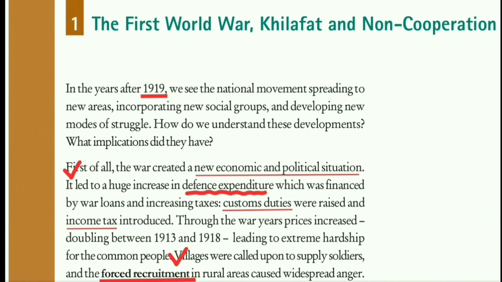And this war was being financed by war loans and increasing taxes. So how were they taking money from India to utilize in their war? What they did was increase the taxes on us in the form of custom duties and income taxes. They introduced income taxes, which did not exist before.